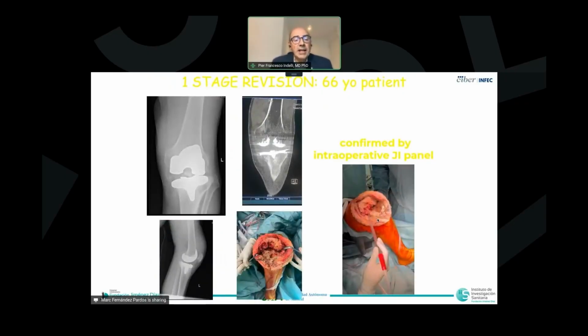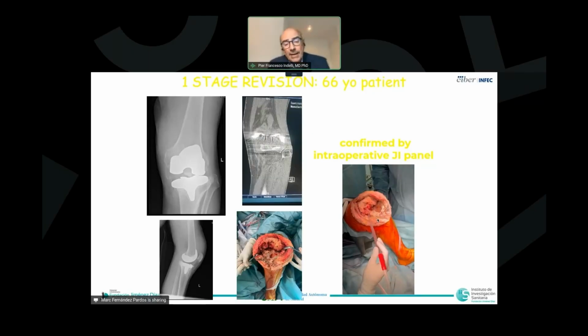And this is another case. This is an interesting case. It's a one-stage revision in a 66-year-old patient. We identified a streptococcus preoperatively. We confirmed it intraoperatively using the JI panel. Next.